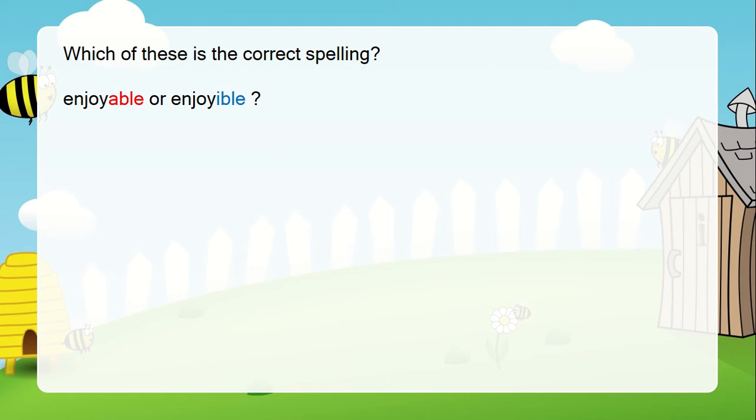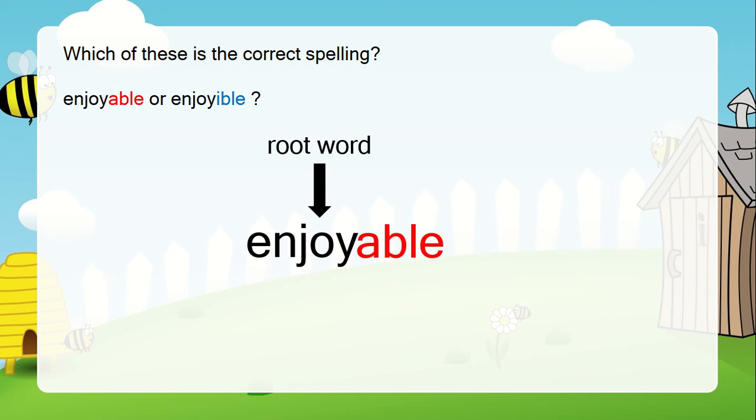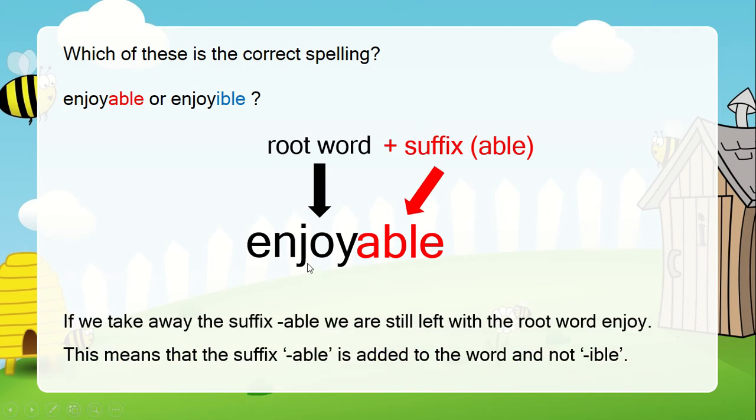Using this rule, can you identify the correct spelling of the word enjoyable? Pause the video now to have a think, and when you're ready, click play to find out if you were correct. You may have noticed that we are able to see the root word enjoy. This helps us to know that it is the suffix able that needs to be added onto our root word. If we were to take away the suffix able, we are still left with the root word enjoy. This is how we are able to identify that our word ends in able and not ible.